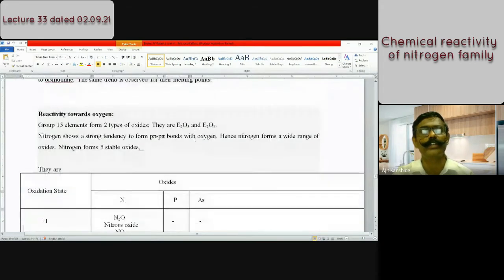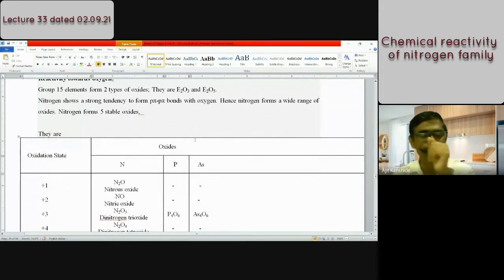Next is reactivity towards oxygen. The group 15 elements can form two types of oxides, one E2O3 and the other E2O5. Now I want an answer from you. What may be the oxidation state of E, the element, in E2O3? For example, we say Fe2O3, but not in that way; here Fe is not there. I'm talking about the group 15 elements. E2O3 is one form of these oxides. So what is the charge on E in E2O3? Oxygen is more negative compared to them, so oxygen will certainly carry the negative charge. So I'm asking the charge on E in E2O3. I will not go next until you answer.